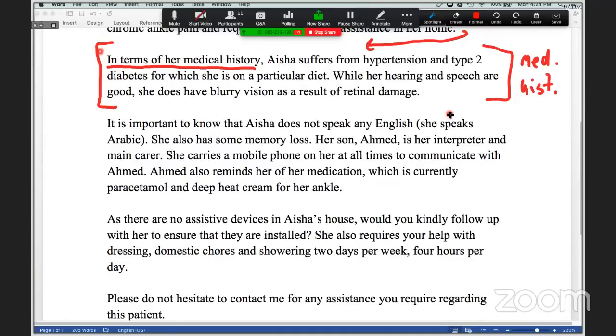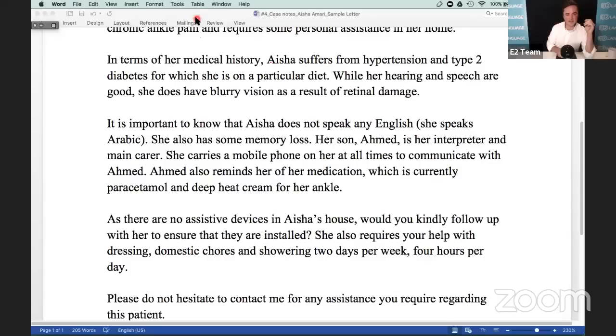In terms of her medical history, Aisha suffers from hypertension and type 2 diabetes, for which she is on a particular diet. I didn't specify the diet, I just said she's on a special diet. While her hearing and speech are good, she does have blurry vision as a result of retinal damage. There are different ways to structure these letters, and it all depends on the case notes. What I've done there is outline main medical issue and then gone for a quick medical history. What you can also do is main medical issue, then more information on the main medical issue, but ours didn't really have that, and I'm saving it for the management plan.